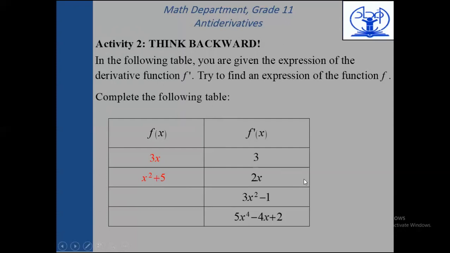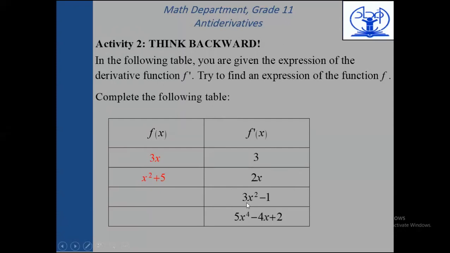Some students may ask, we cannot find this function. It's okay for now. We're just trying to find it by trial and error. Later on in this chapter, we are going to study systematically how we find such functions. But here, actually, we are giving you easy functions, and you can find the original function by thinking backward.